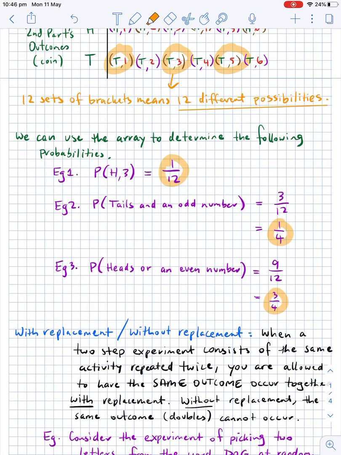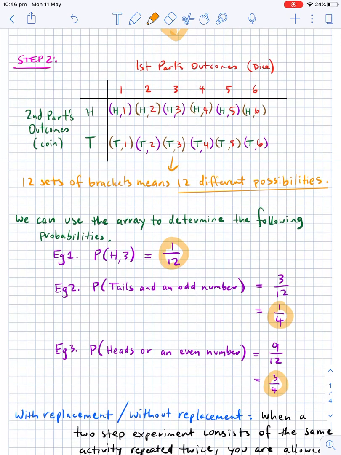Example 3. I'll just get rid of those up there. The probability of heads or an even number. So we don't need both of these, we just need one or the other. You can have both, but you don't need both. So we need heads or an even number. So all these top ones are heads, there's 6 of them with heads. And we can also have an even number as well. So that's an even number, that's an even number, that's an even number. So I've circled 9 out of the 12 possibilities. So therefore that simplifies to 3/4.